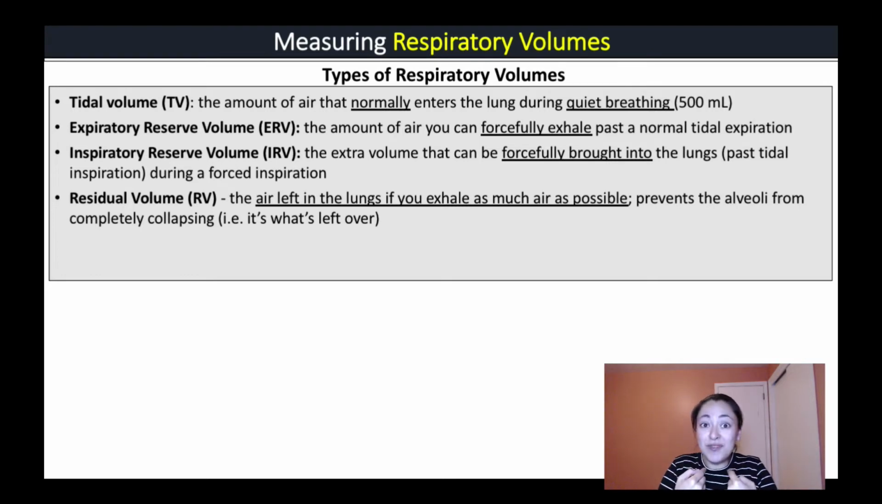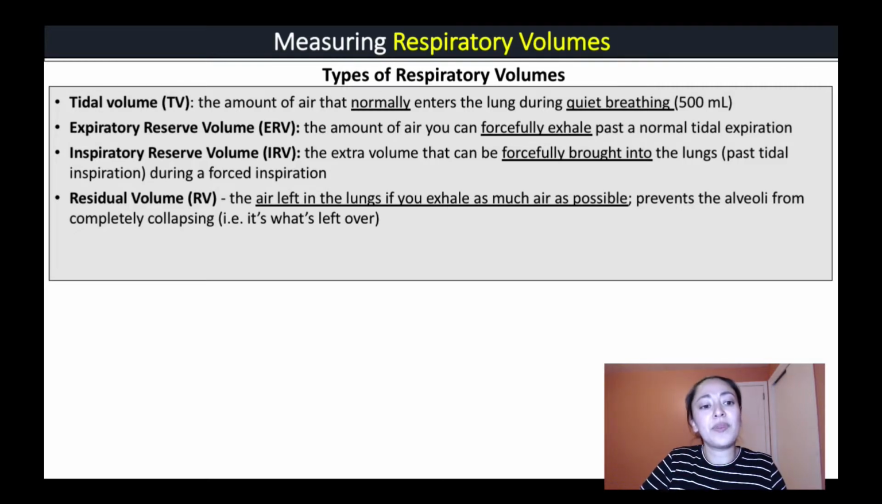Even though I think I breathed out all the air possible, it's not possible to breathe out all the air in your lungs. There's always a little bit of residual air left in your lungs, and this residual air is simply called your residual volume. This is the air that's left over even if you forcibly exhale as much as you can. The benefit of this is that it prevents the alveoli, or the air sacs in your lungs, from completely collapsing.